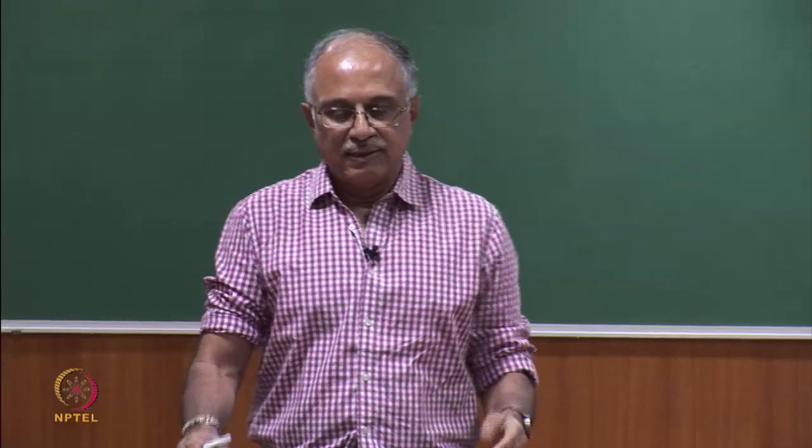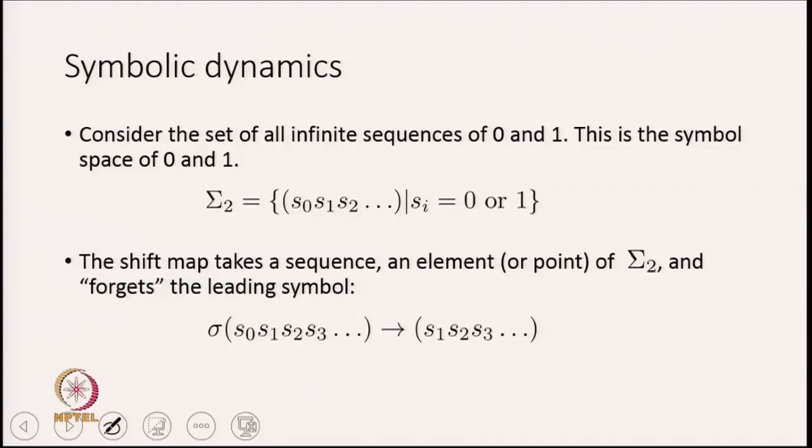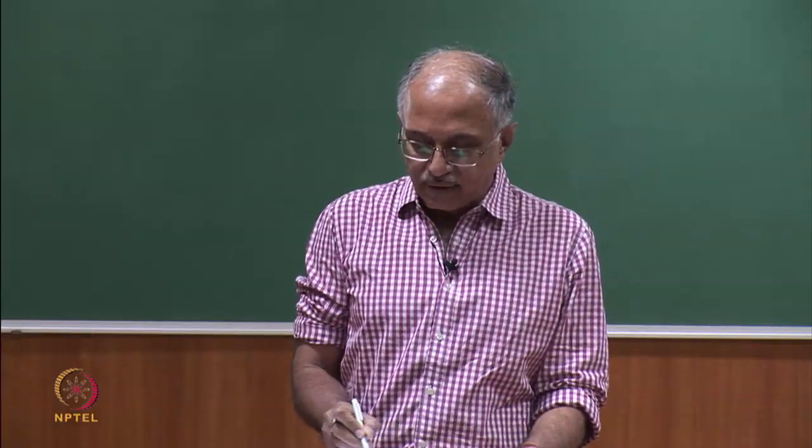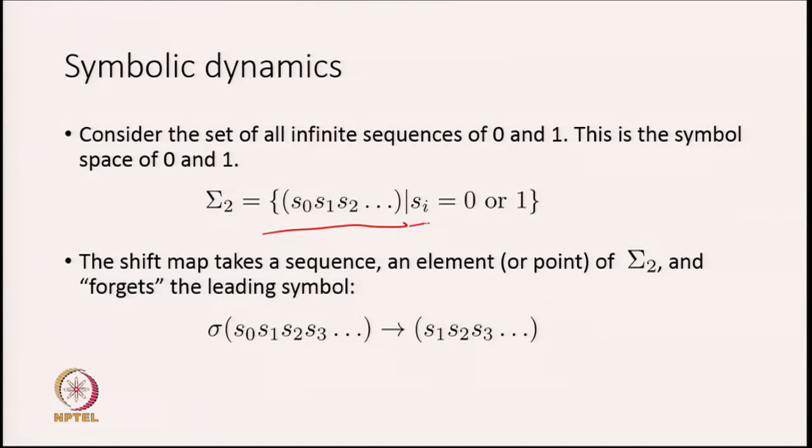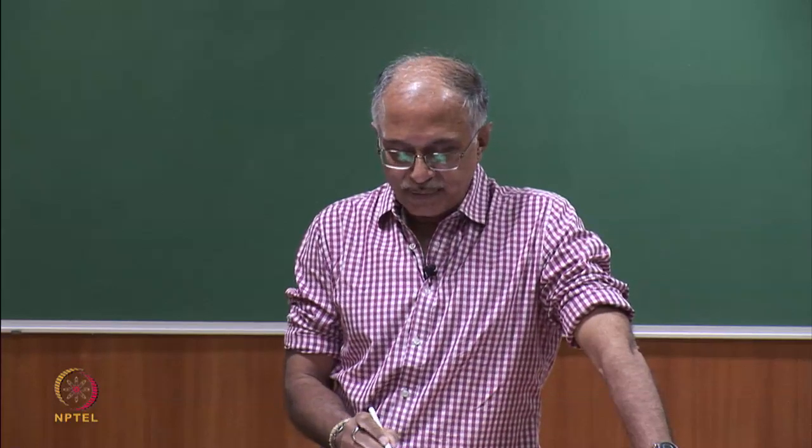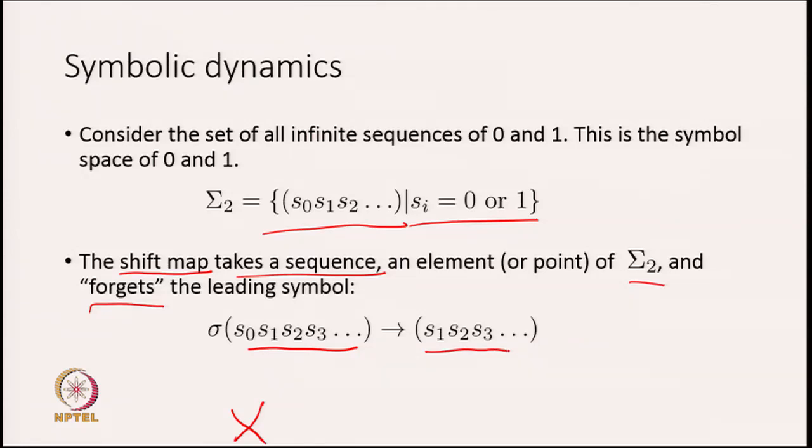This can be systematized in what is known as symbolic dynamics, and in order to do that, let us consider this space sigma 2 of all infinite sequences of 0 and 1. This is also known as the symbol space of 0 and 1. So, sigma 2 is the set of infinite sequences S0, S1, S2, etc., where the Si's are 0 or 1. Along with this space, sigma 2, let us consider the shift map. The shift map takes a sequence, an element or a point of sigma 2, and forgets the leading symbol. So, if I apply the shift map onto the sequence S0, S1, S2, S3, etc., that just drops S0 and gives me S1, S2, S3, etc. This is the very simple action of the shift map on the symbol sequence.